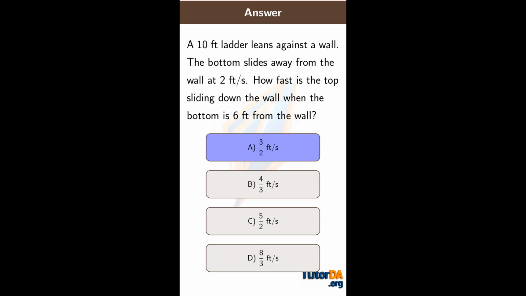A 10-foot ladder leans against a wall. The bottom slides away from the wall at 2 feet per second. How fast is the top sliding down the wall when the bottom is 6 feet from the wall? Hence, the correct option is A, that is 3 over 2 feet per second.